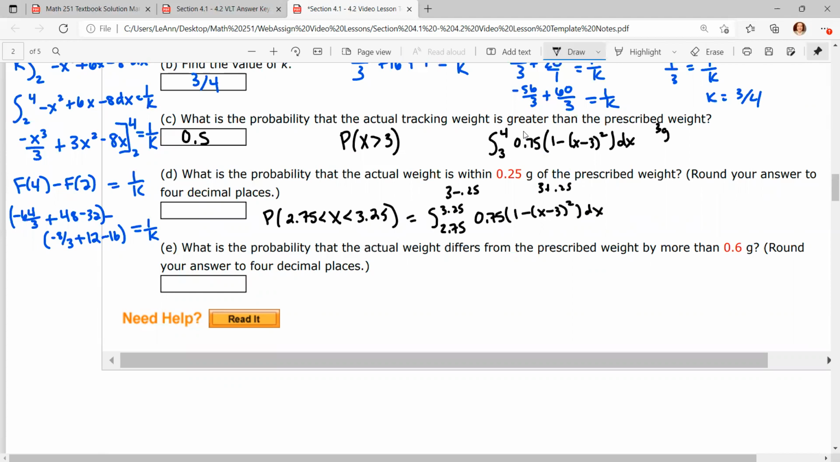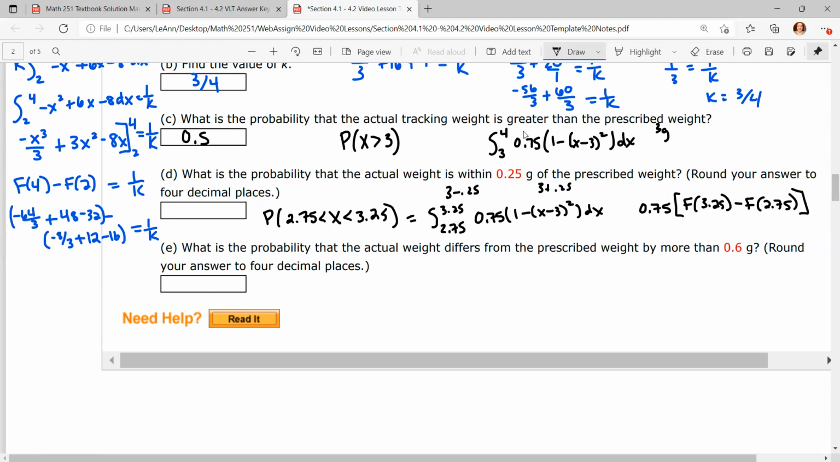Okay, so we knew from previous, it's going to be 0.75. And then we're going to have to do, because I'm looking at this as our reference, right? We had our K was over here, but really the K would have multiplied times both of those. So it's 0.75 times our F of 3.25 minus our F of 2.75, where those are our antiderivatives that we found.